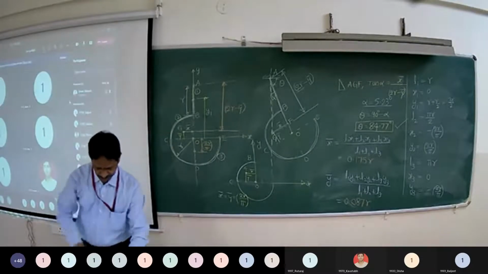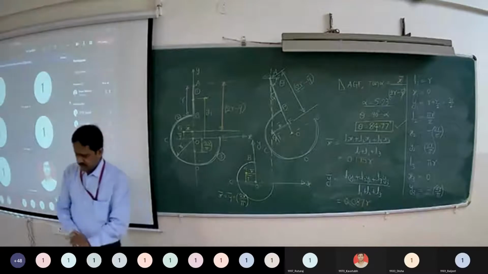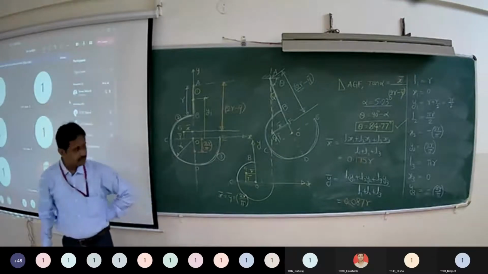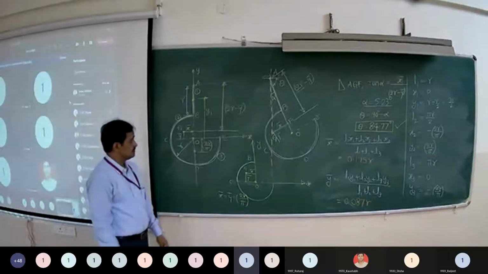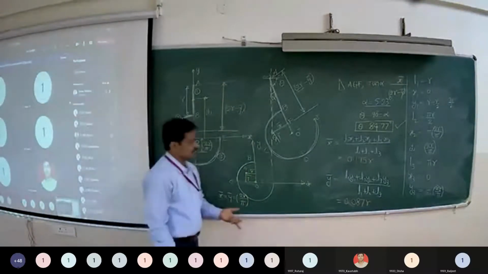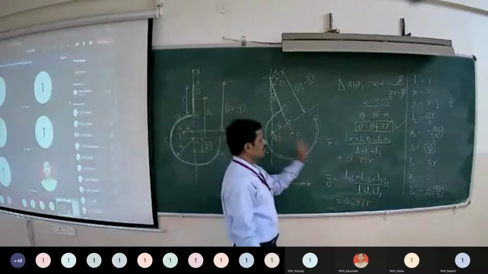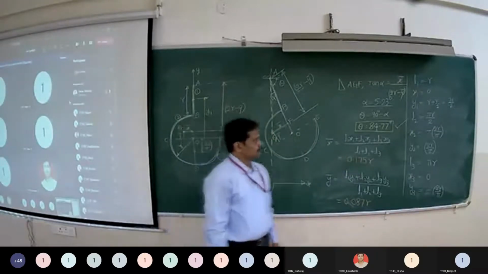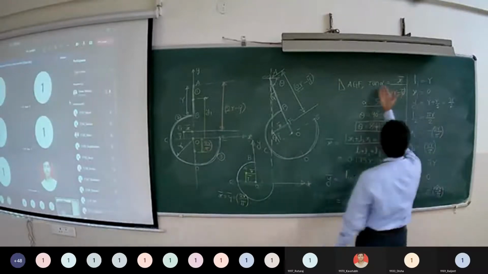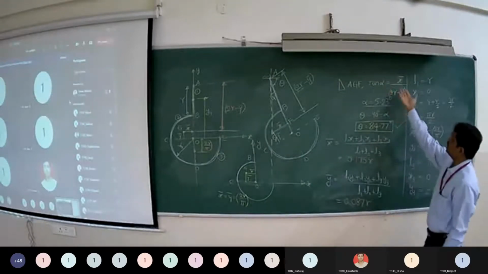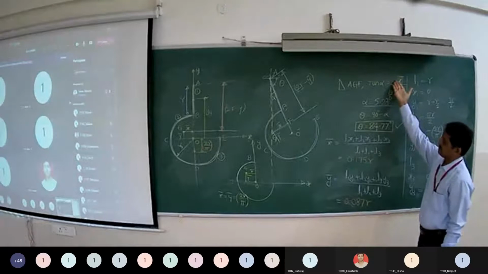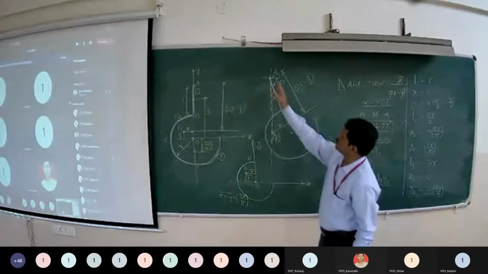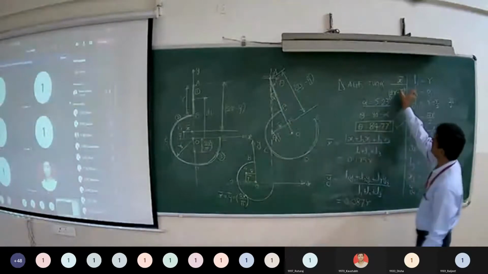Sir, x bar would be minus. What is minus? x bar. Yes, of course. It has to be minus. It is on the left hand side. Minus 0.175 r. But here, when finding this alpha, don't put the minus value. So from the geometry of this, we are saying it is x bar upon 2r minus y bar, taking the x bar value.